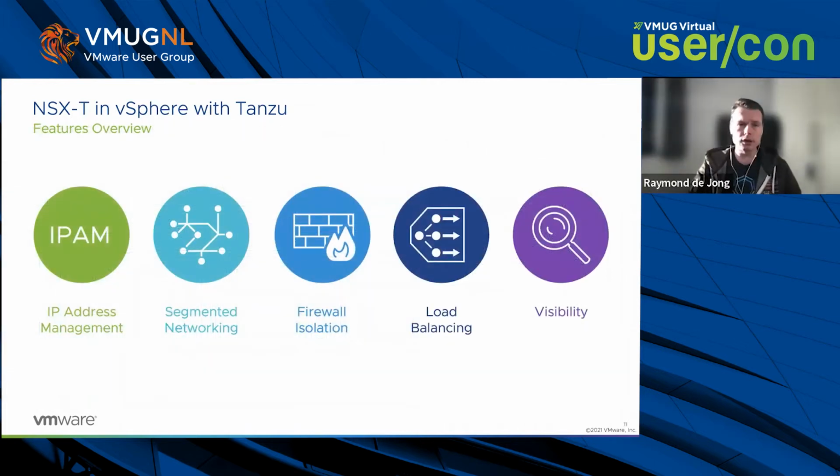So looking forward at the features, there are 5 main categories of features in vSphere with Tanzu with NSX-T. First of all, the inbuilt IP address management, segmented networking layer 2 and layer 3, firewall isolation through the distributed firewall and the north-south gateway firewall, load balancing, ingress, and visibility, day 2 ops.